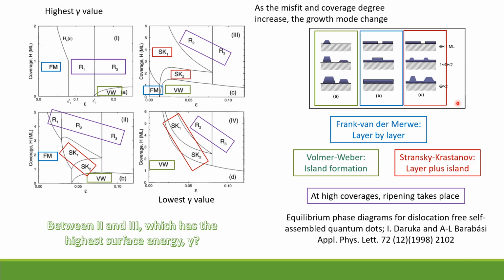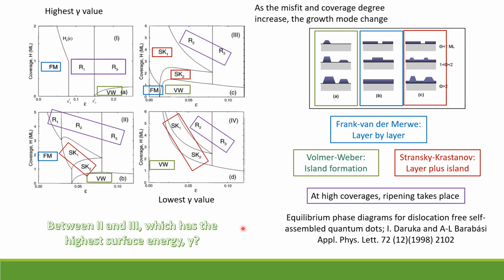If I go to the phase diagrams that I have, here, this material has the highest value of the surface energy. In this case, I have a system in which I have the lowest gamma value, so the lowest value for the surface energy. For these two, I leave the question open.